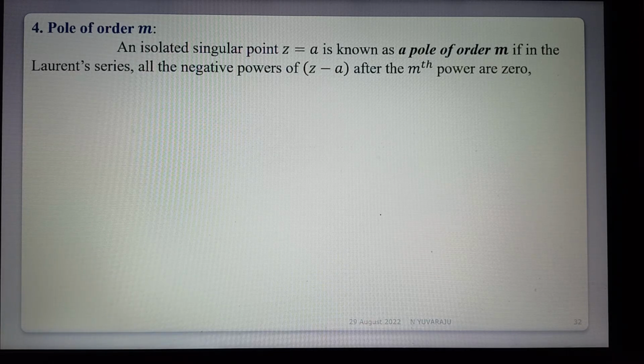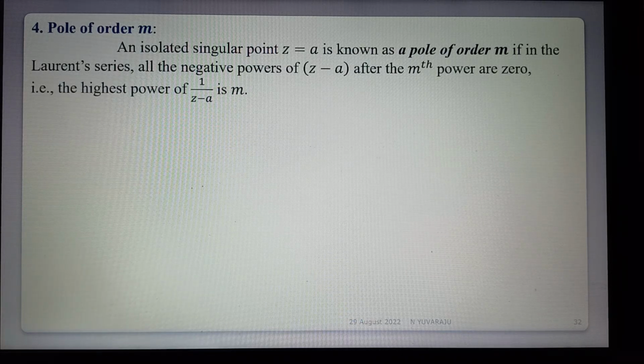Okay? The last term is of power m, right. Then z is equal to a is called a pole of the function f of z of order m. That is, z minus a to the power minus 1, z minus a to the power minus 2, and so on up to z minus a to the power minus m, only up to m. The remaining are all zeros. The terms are finite. So the last power is m, and z is equal to a is called a pole of order m. That is, the highest power of 1 by z minus a is m. That last term is the highest, from 1 to m. m is the last highest power.